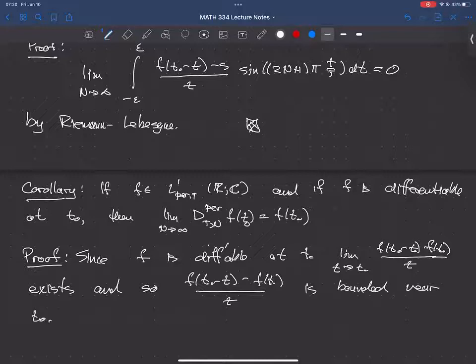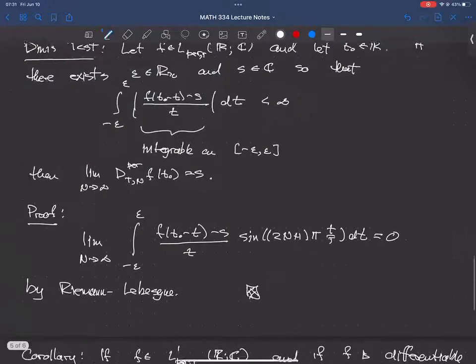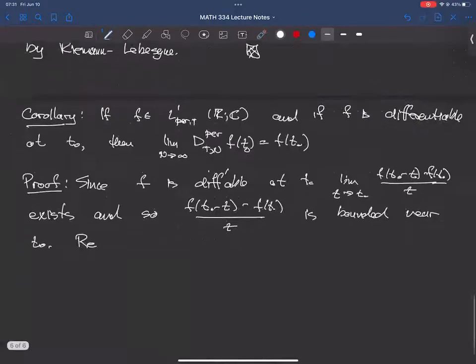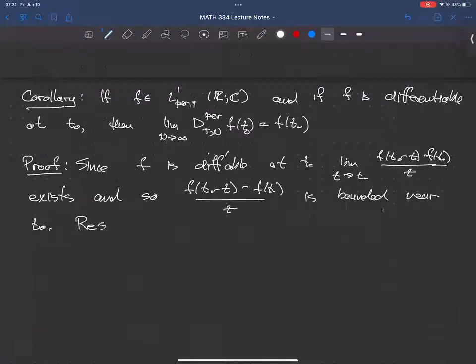Okay, and then this immediately, if it's bounded near t naught, then certainly that thing will be integrable, and then you immediately get the result from Dini's test. So this thing will be integrable with S equal f of t naught is the point. Okay, so the result follows from Dini's test.